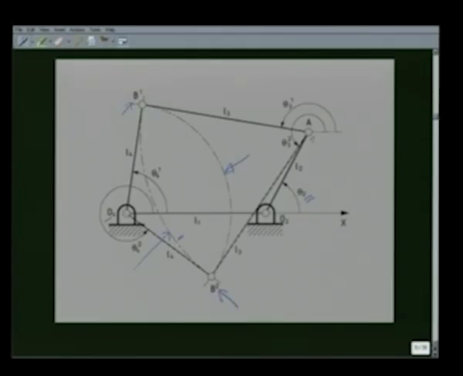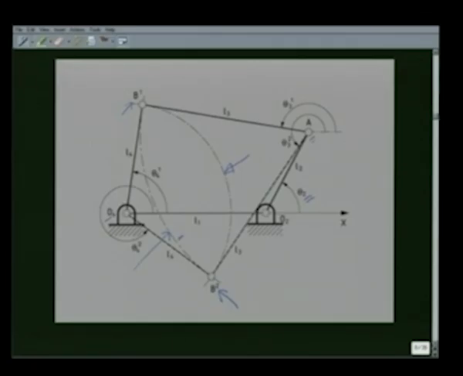So, we get two different configurations for the same values of link lengths and theta 2. One is O4 O2 A B1 and the other is O4 O2 A B2. Two configurations are shown distinctly, one by the firm lines and the other by the dashed lines. Now, we have got two values of theta 3 and theta 4 which are indicated in this diagram as well.